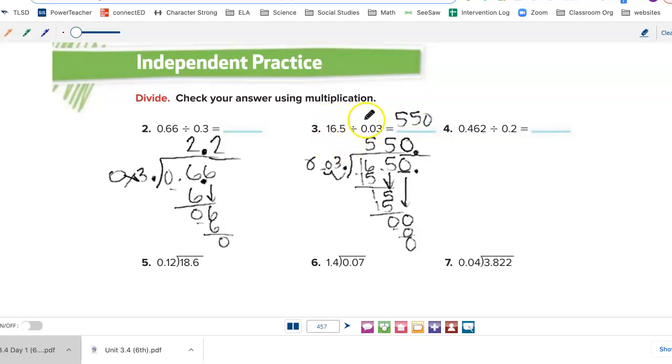This is kind of a big number, and this is a super, super tiny number. So it makes sense that it can go into 16.5 that many times, even though that seems a little wonky.